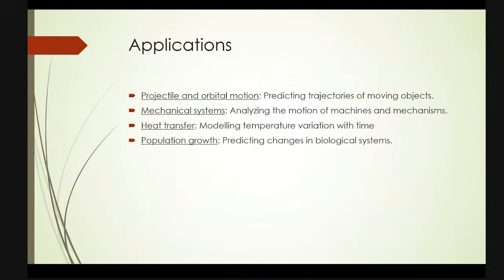Not just that, we have even gone through some applications for each of these numerical methods. So that is all for this session.